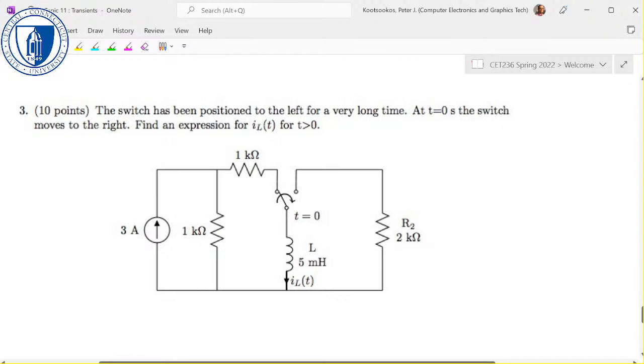Okay, so here's an example. The switch has been positioned to the left for a very long time. At t equals 0 seconds, the switch is moved to the right. Find an expression for IL of t for time greater than 0. And we've got a 3-amp supply, which is pretty big.